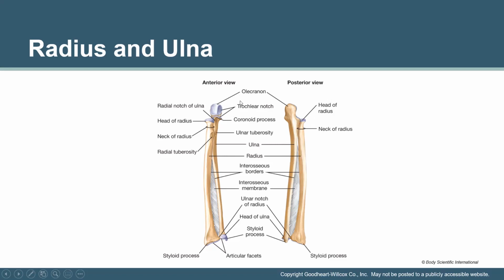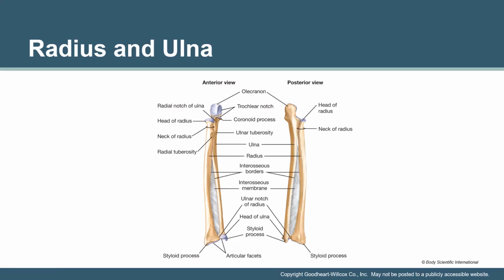We can see where we have something called the olecranon or the olecranon process. If you recall, that's what I went back to on the humerus, only it wasn't a process, it was a fossa. So the olecranon process of the ulna will articulate with the olecranon fossa of the humerus.